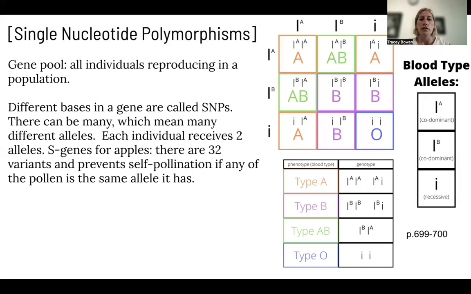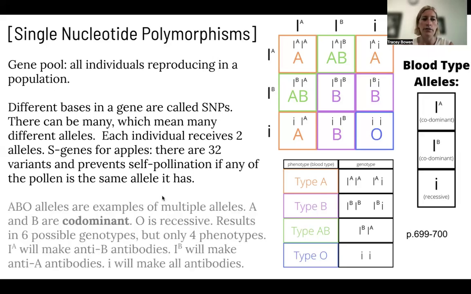And each individual receives two alleles from their parents, one from mom, one from dad. And for example, the S genes for apples, there are 32 different variants, and that prevents self-pollination in apples if any of the pollen is the same allele that it already has, because it's just too close then for it to be reproducing with itself.